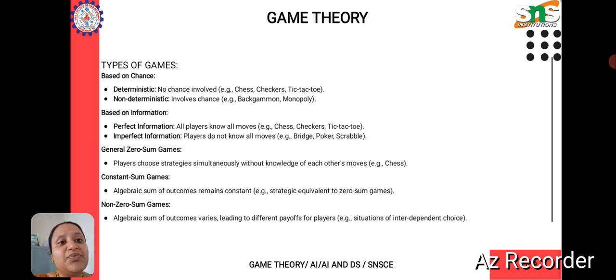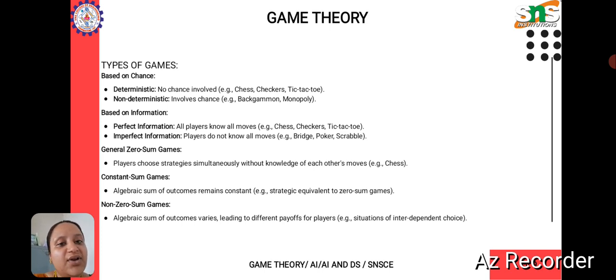General zero-sum game is where a player chooses a strategy simultaneously without the knowledge of others' moves. For example, when you play chess, a single player will not tell what he is going to do, so the second player will also get the information, right? So chess is one of the examples of this general zero-sum game. Now constant sum games are where the algebraic sum of outcomes remains constant.